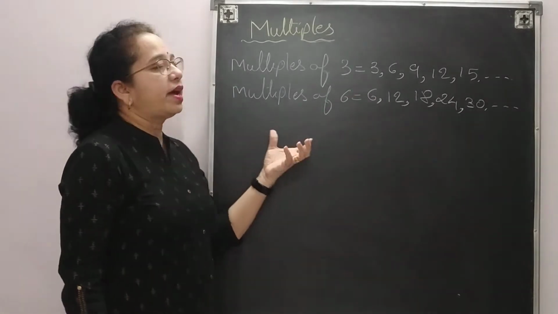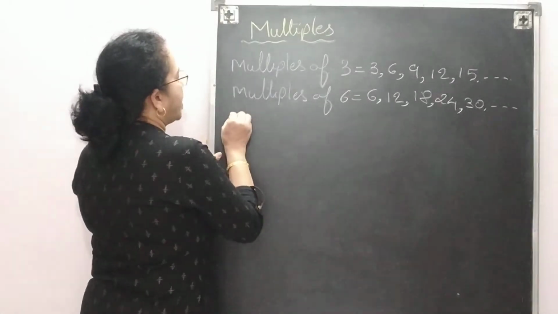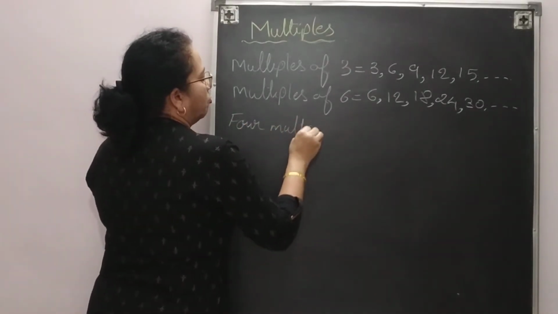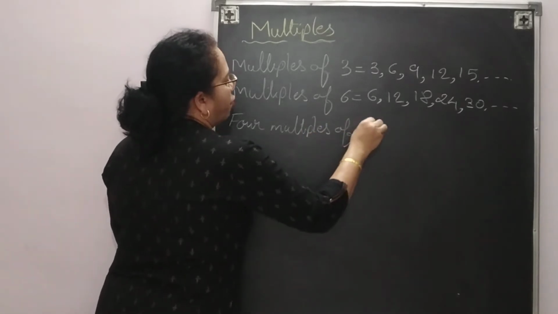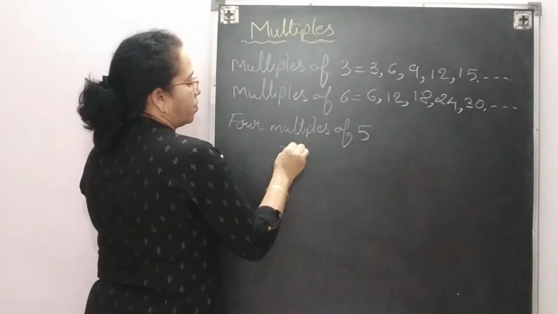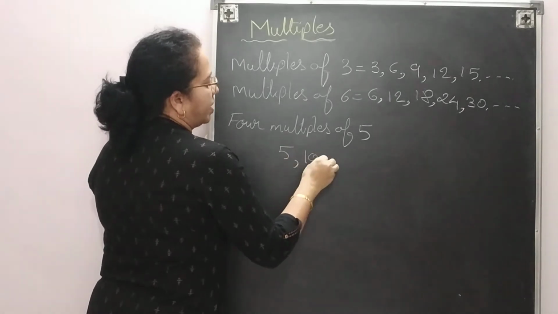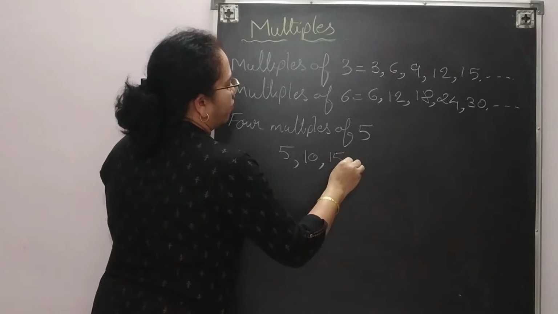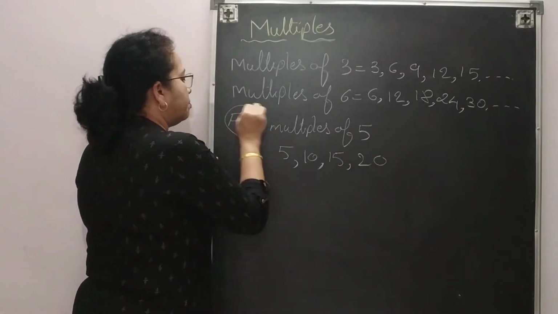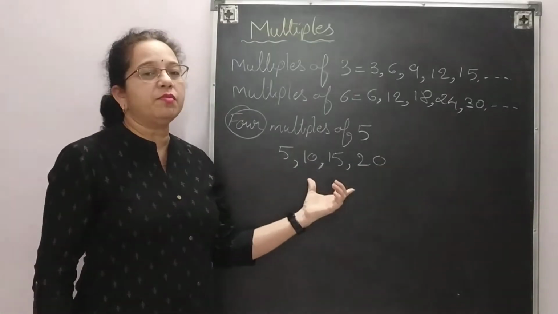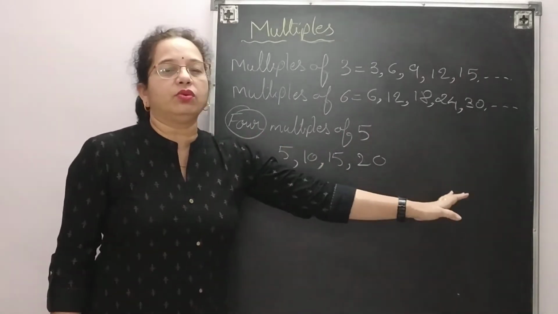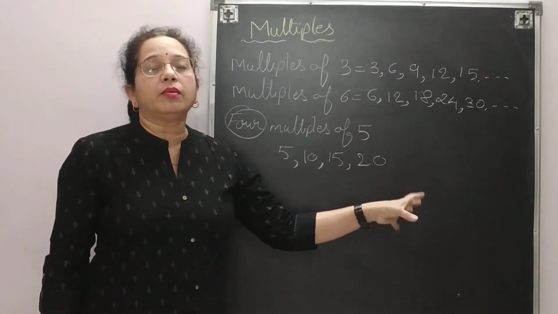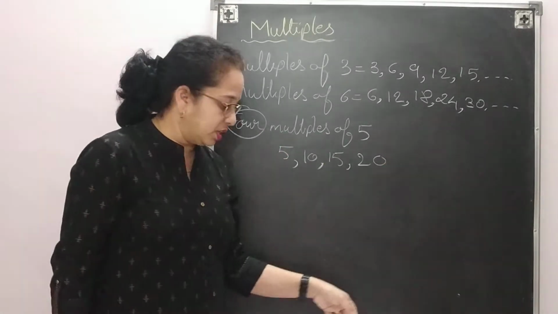If it is asked, write 4 multiples of 5. So we will write only 4. 5 1s are 5, 5 2s are 10, 5 3s are 15 and 5 4s are 20. So whatever number is asked, we write down that many multiples. If 7 are there, we will write down till 7s are. If 9 multiples are there, so we will write down 9s are. We will continue the same table.